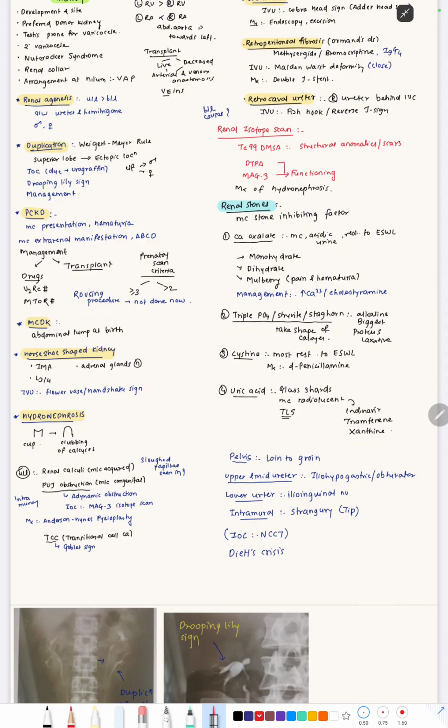Rovsing procedure was done earlier. This can also be diagnosed on a prenatal scan. Prenatal scan criteria is that in a single kidney, if more than or equal to 3 cysts are seen, or in both the kidneys, if more than 2 cysts are seen.